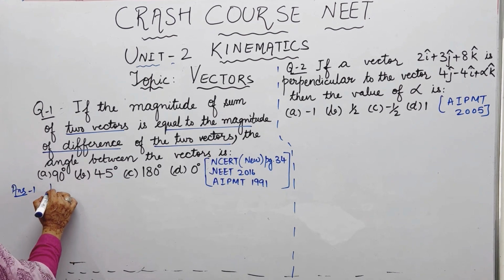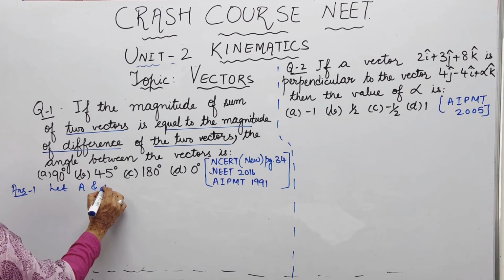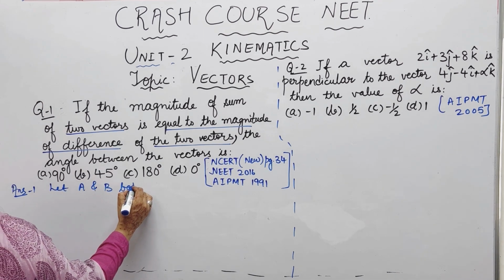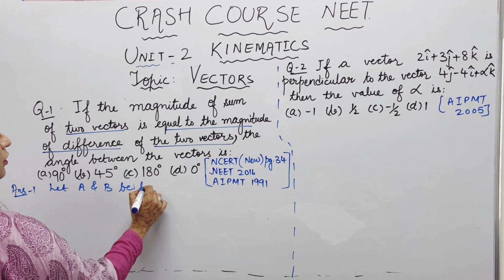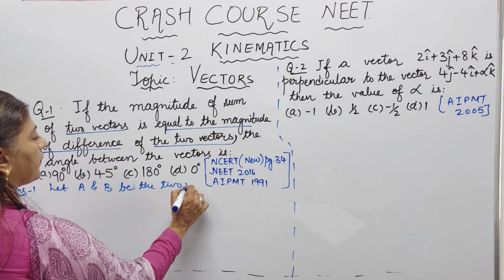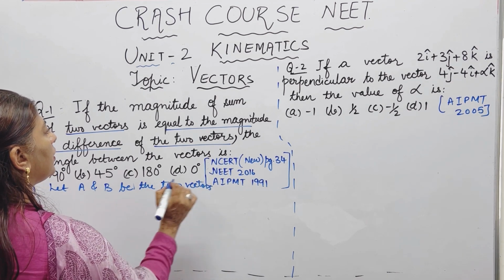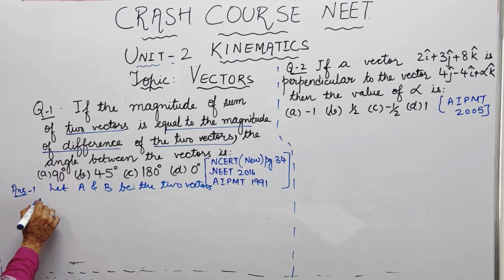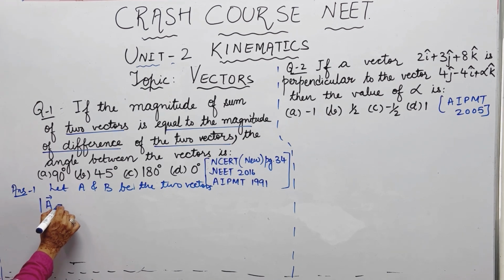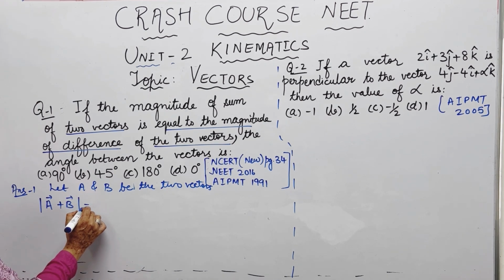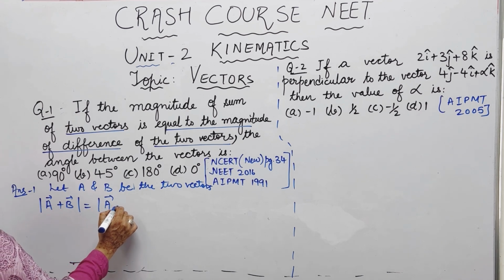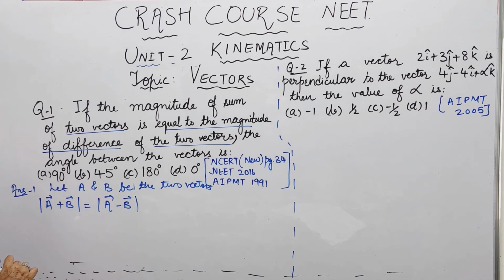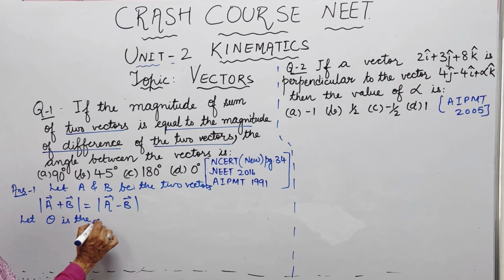Let A and B be the two vectors. So the magnitude of sum is equal to the magnitude of the difference. Now let theta be the angle between them.